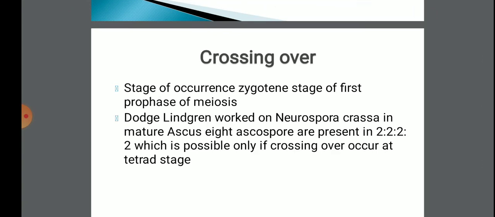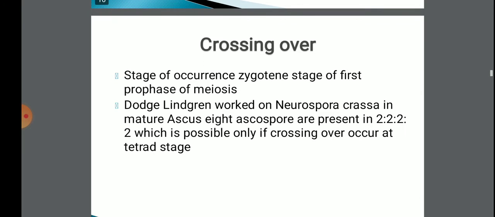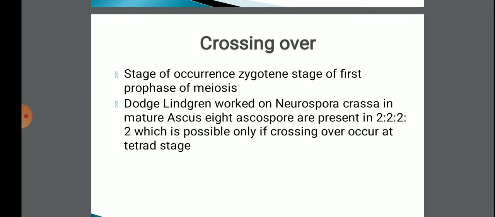Now crossing over. Where does crossing over start? Crossing over occurs in meiosis and it starts in the zygotene stage. Dodge and Lindegren worked on Neurospora crassa, that is pink bread mold. They observed 8 types of ascospores in the ratio 2:2:2:2. It can be possible if the crossing over occurs at the tetrad stage.